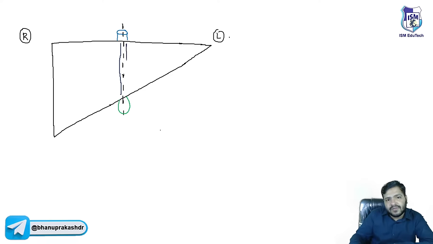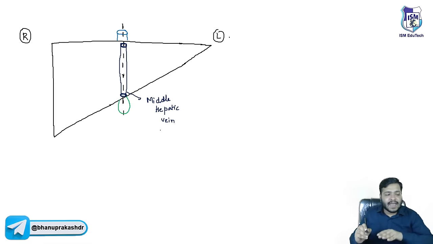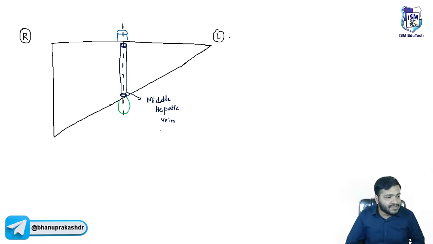Just above this line, a vein is present. This vein is called the middle hepatic vein. The Cantlie line lies at the level of the middle hepatic vein. So yes, we have three hepatic veins, beta.